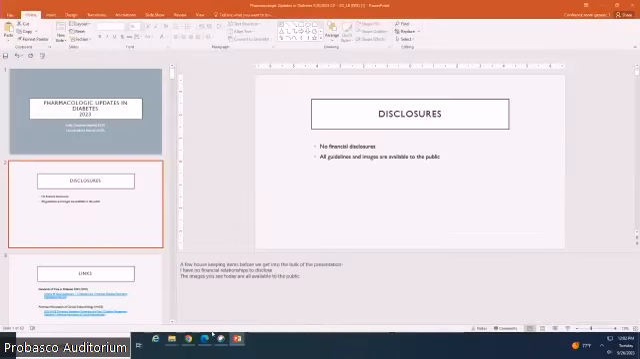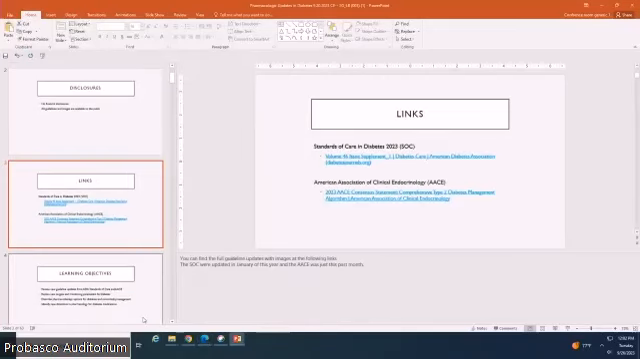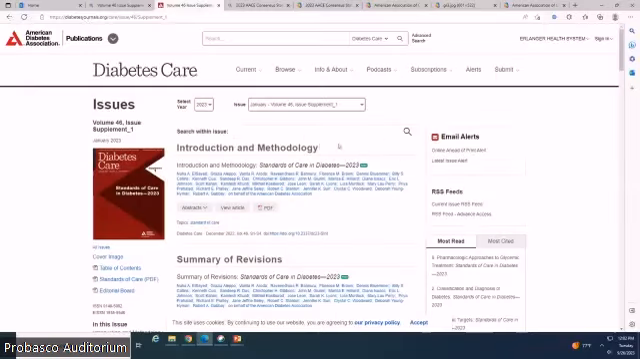So really quickly, we'll be talking about the standards of care in diabetes and the AACE guidelines. And I have these pulled up. The standards of care, I think, is a really great document. These were published in January of this year. And they're actually a pretty quick read.